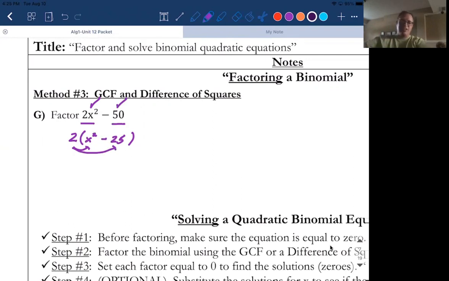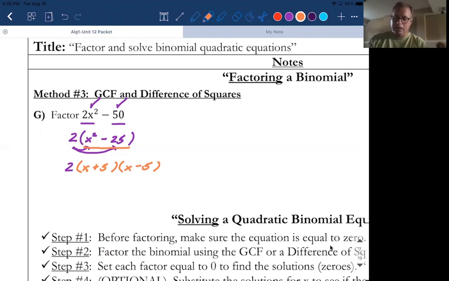Now some will look at this and go, whoo, I'm done, I factored it. But it's not factored all the way. So here's what we can do next. I've got to look at this x squared minus 25 part and go, oh, that's a difference of squares. So I'm going to bring this 2 down, and I'm going to factor x squared minus 25 into x plus 5 and x minus 5.